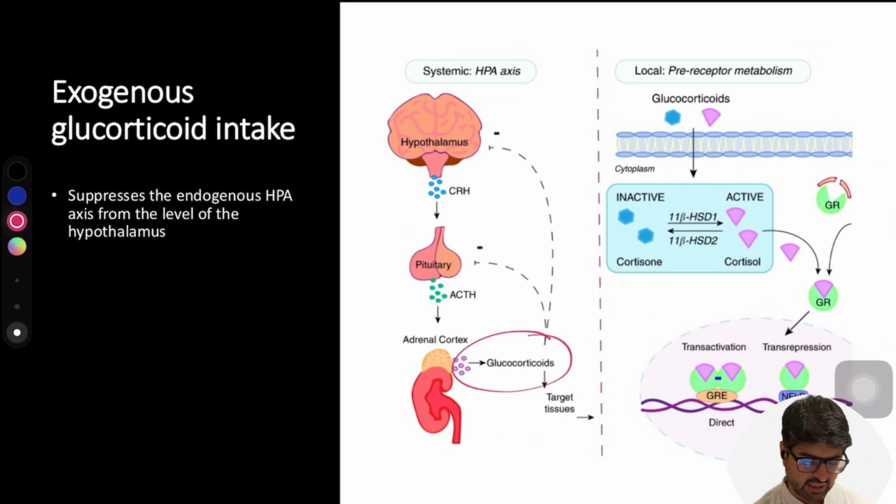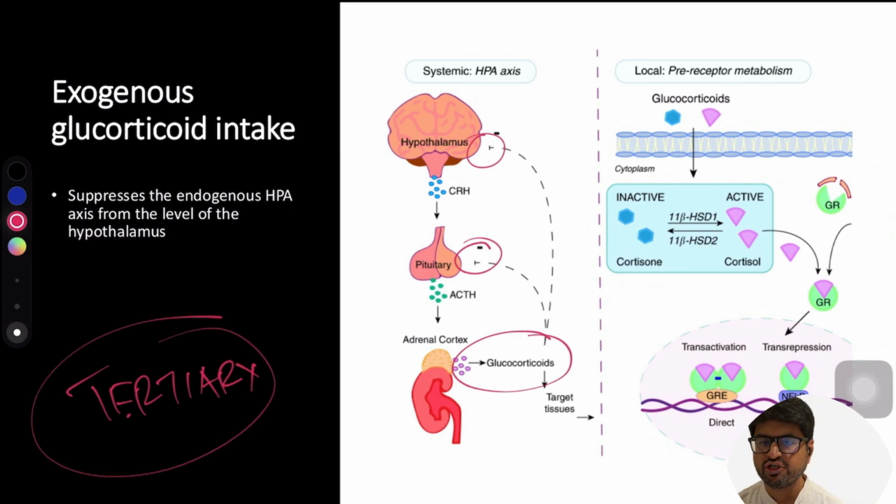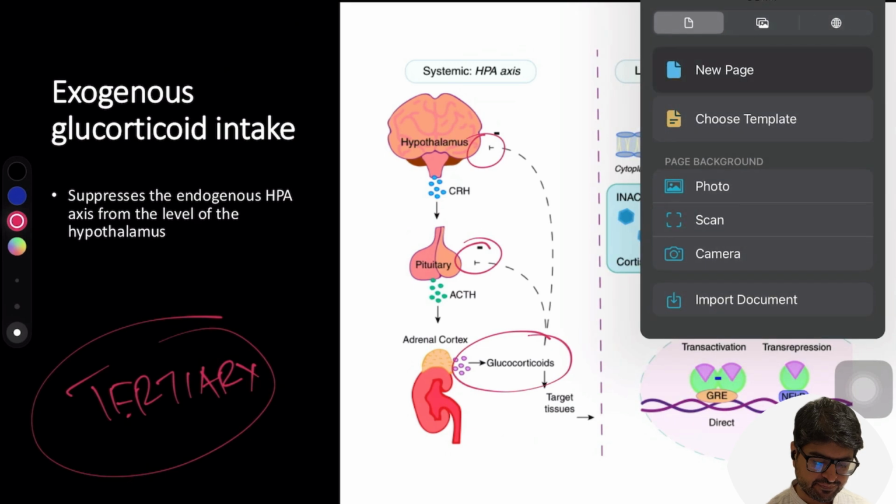Glucocorticoids taken from outside have a negative feedback on ACTH as well as CRH, and this leads to tertiary adrenal insufficiency, right? So the form of adrenal insufficiency that you see in this condition is tertiary. Okay, so this is a very important thing you have to understand. It leads to central or tertiary adrenal insufficiency, and here this one point you have to remember, right?